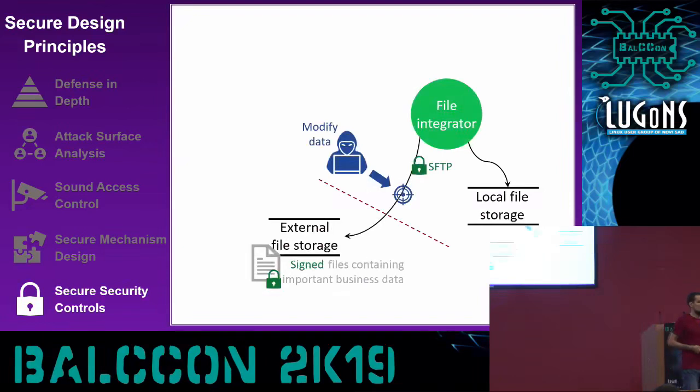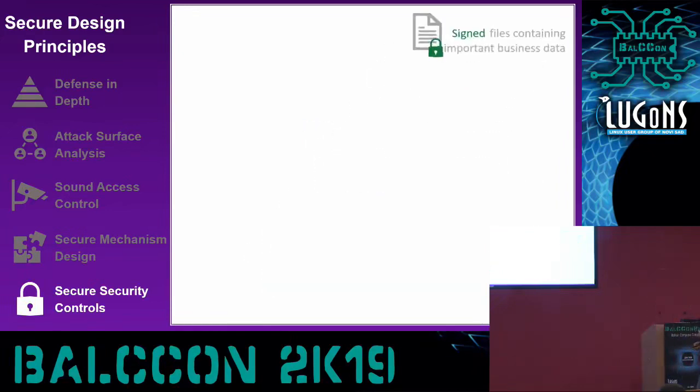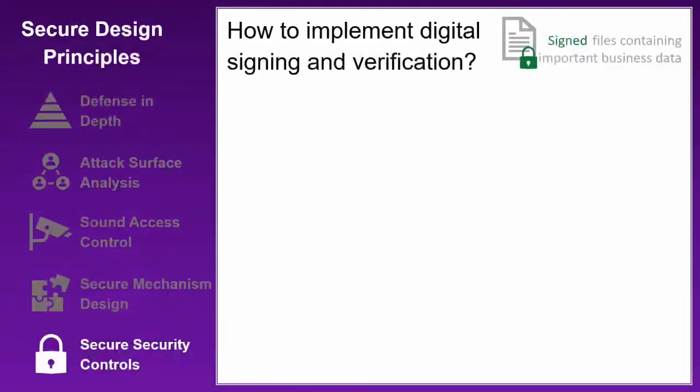Let's go back to the first example of this talk, the file signing. Now, we have this digital signature mechanism, but the question is, how do we implement it in our code?